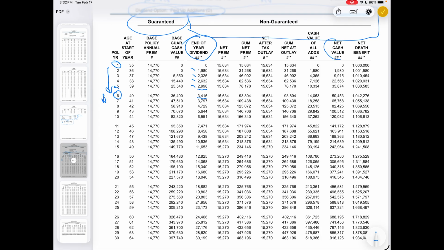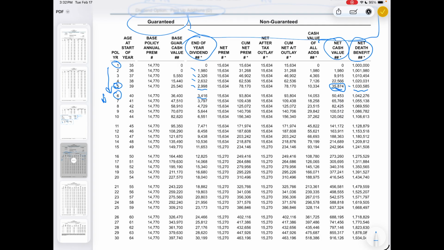Next, I want to call your attention to cash value and death benefit and speak to something that often confuses people when it comes to whole life insurance policies. We'll look, for example, at year 5, where we have accumulated $35,874 in cash value. We'll also note that there is a $1,030,585 death benefit reported in that year. The confusion that commonly happens in this case is, well, if I die, do I just get the $1,030,585, or do I get that plus $35,874?